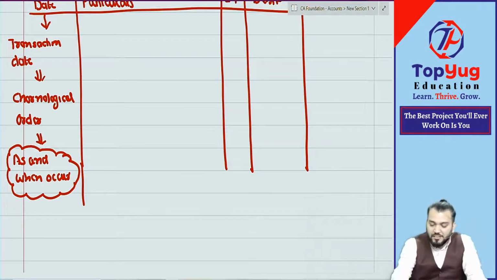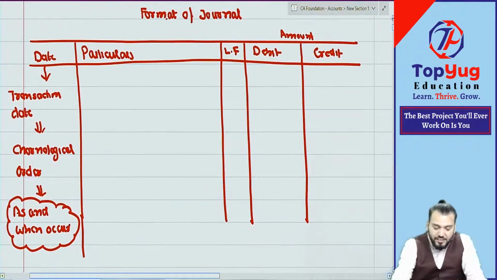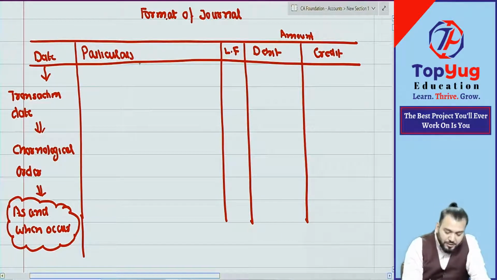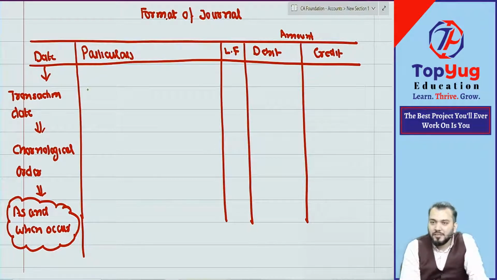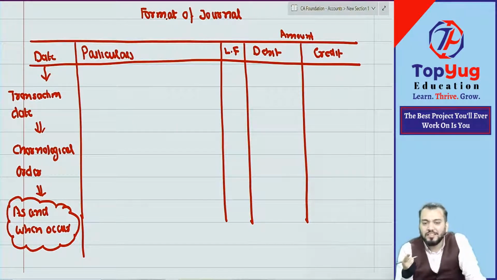Have you understood this point? Transaction date. Now, in particulars, what do we write down? We write down the account which will be debited and the account which will be credited. What was the first transaction we have done? The account to be debited was cash, and the account to be credited was capital.